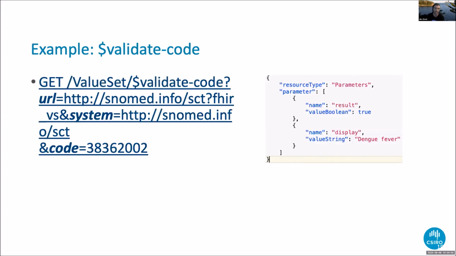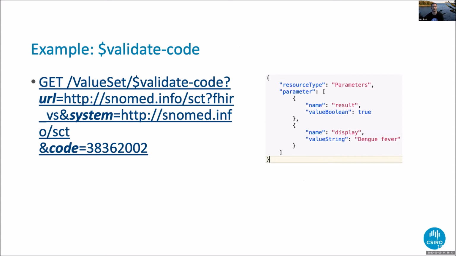So here's a first example of that. What we're going to do here is use the URL of the value set, which is snomed.info/sct?fhir, and that's the value set for all of the codes in SNOMED, which is an awful lot of codes, and most fields that you have in a system would be much narrower than that. But for this example, we'll use that.